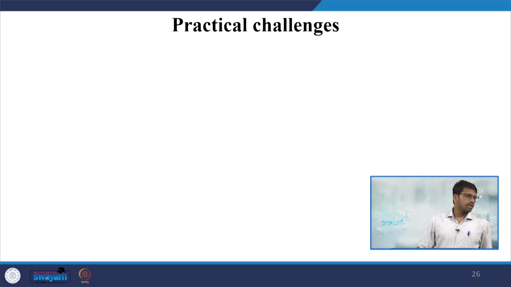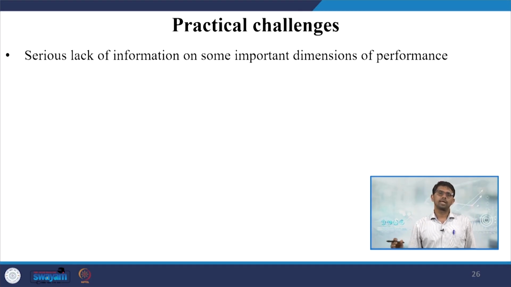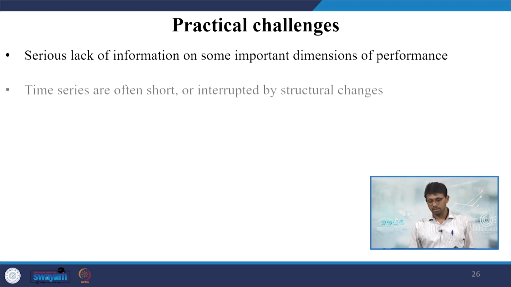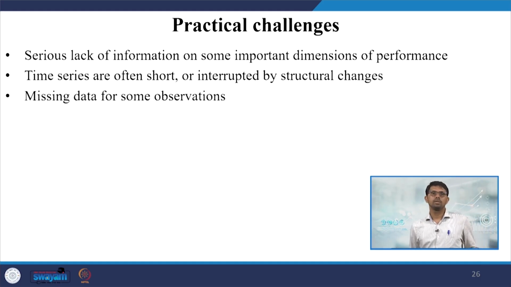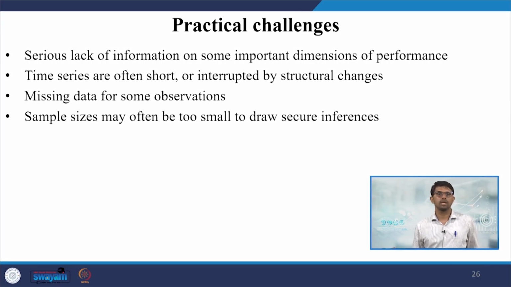Okay, so after saying so, we need to address some practical challenges as well as part of our conceptions on productivity and efficiency analysis. There is a serious lack of information in some indicators related to performance. Time series are often short and interrupted by structural changes. Missing data for some organizations and small sample sizes may also create disturbances that might be too small to draw inferences.